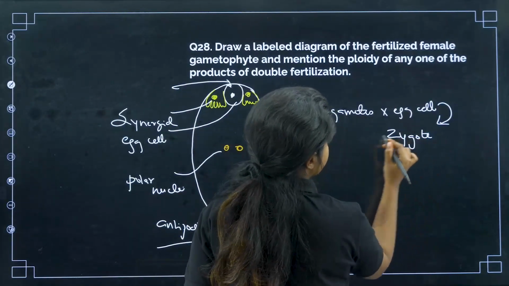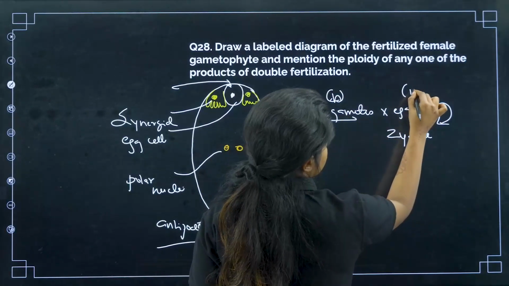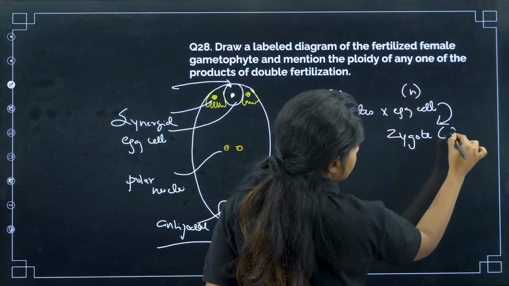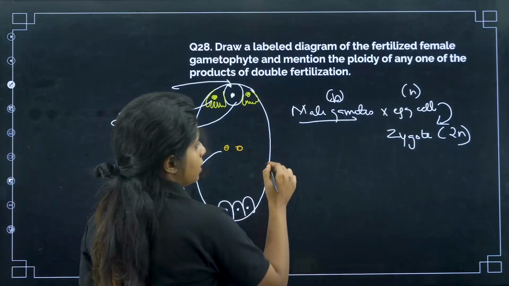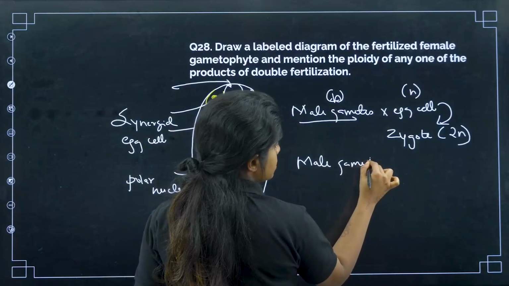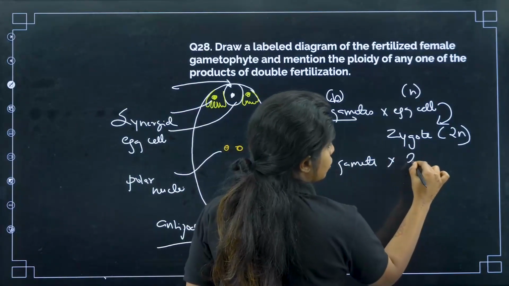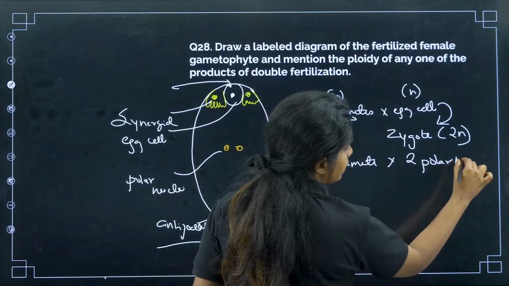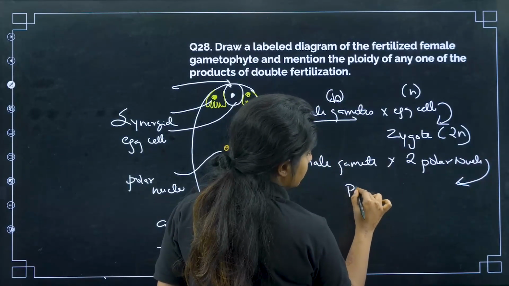What is the ploidy of zygote? This male gamete has the haploid number of chromosomes, and this is also haploid. Haploid comes together, it will be diploid. So this is zygote. Now next, one more fertilization happens, but the male gamete will now fuse with the 2 polar nuclei which are present over here, and this will give rise to the primary endosperm cell.